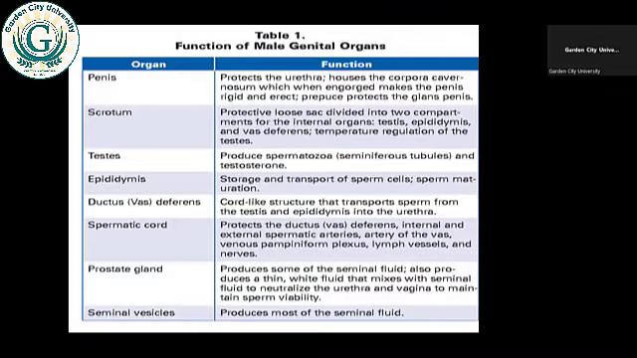Sorry for the break in transmission. So we have the organs of the male reproductive system and their functions. So we have to go and read them and know them. Remind yourself of the organs of the reproductive system and their functions. The penis, the scrotum, the testes, the epididymis, ductus deferens, spermatic cord, prostate gland, and the seminal vesicles. Know about them and their functions.